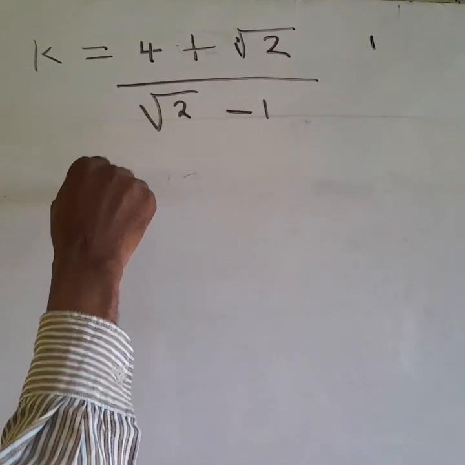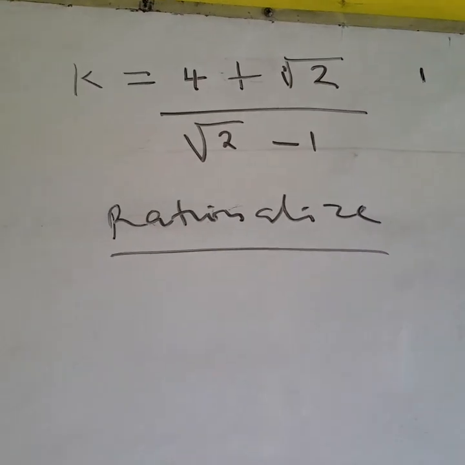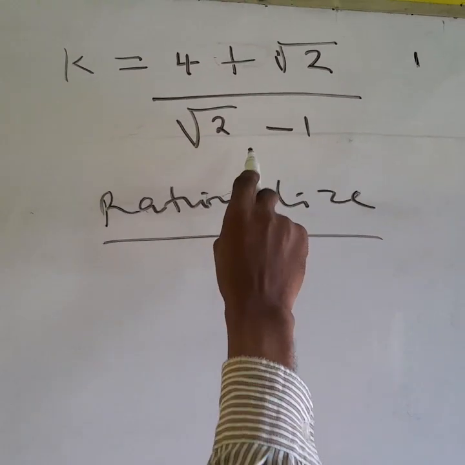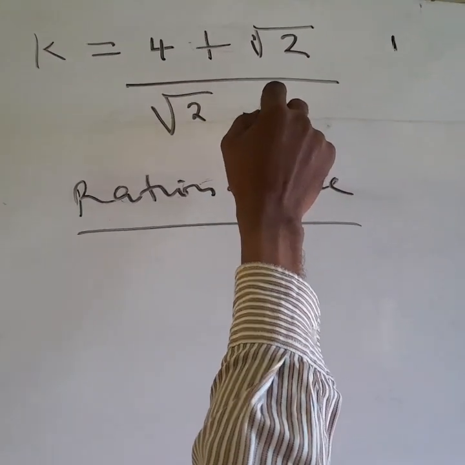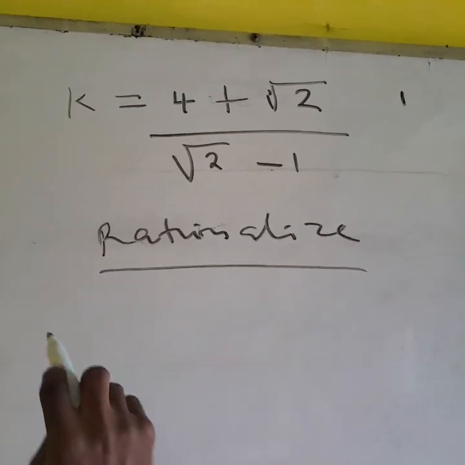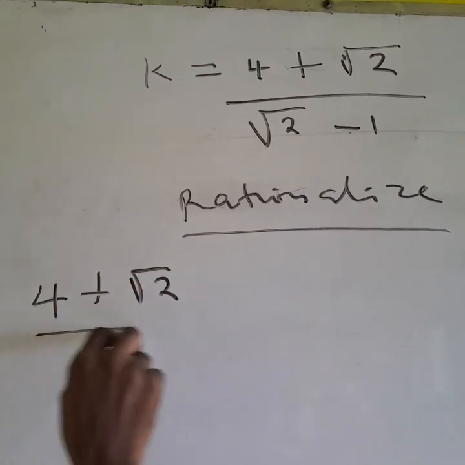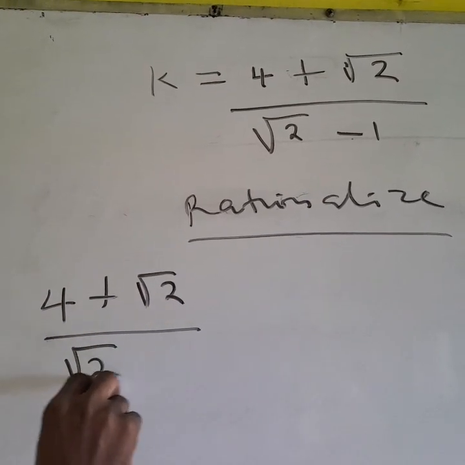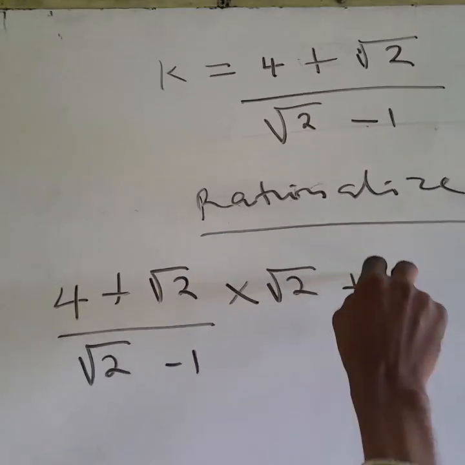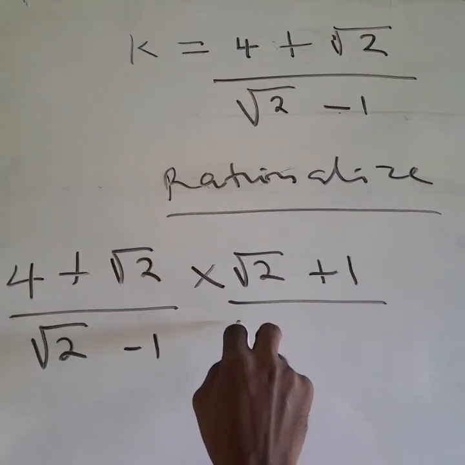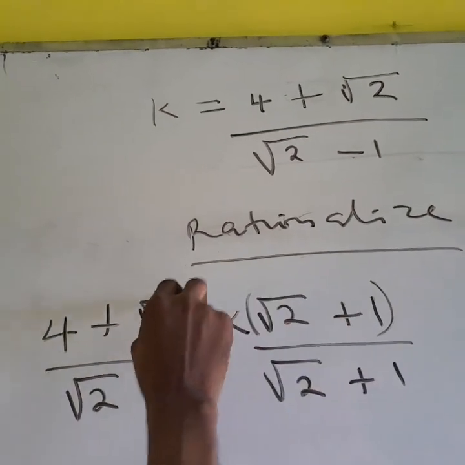So rationalize the surd. To rationalize the surd, we look at the denominator. Here we have root 2 minus 1. We'll change the sign here to be plus. We'll multiply the numerator and the denominator. That is 4 plus root 2 divided by root 2 minus 1 times root 2 plus 1 divided by root 2 plus 1. We'll put them in a bracket and now expand it.